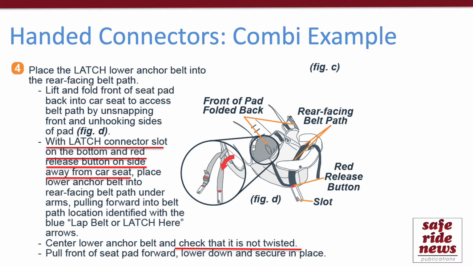On this model, changing the modes involves bringing the whole lower anchor attachment assembly outside of the belt path, and that's kind of shown in this circle, that's what they're trying to show here. So it's actually brought outside the car seat, and then the parts of the instructions that ensure that the strap is routed correctly are kind of underlined here. So they say here, with LATCH connector slot on the bottom and red release button on side away from car seat, place lower anchor belt into the rear. So they aren't saying anything about handedness, they're just telling you how to line it up. So their procedure in this particular model is to bring it all outside and then make sure it's straight.